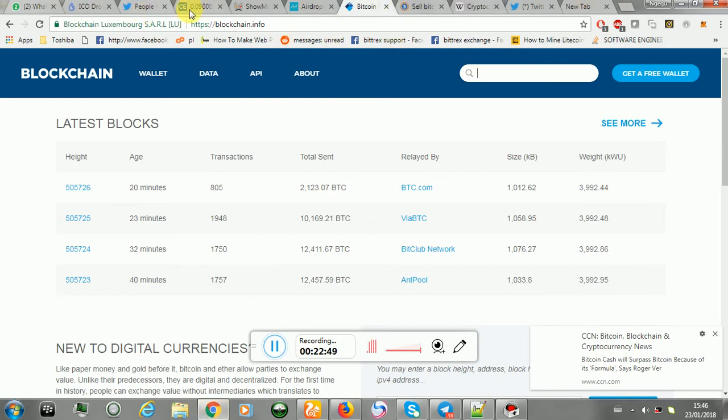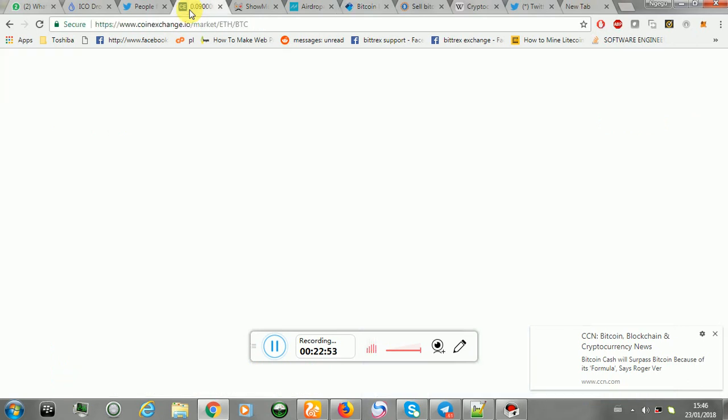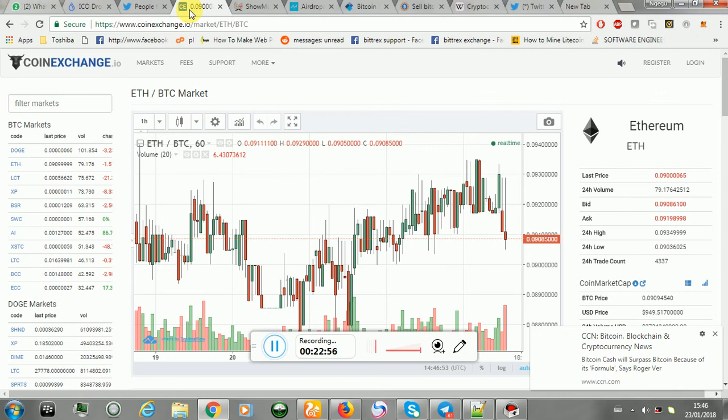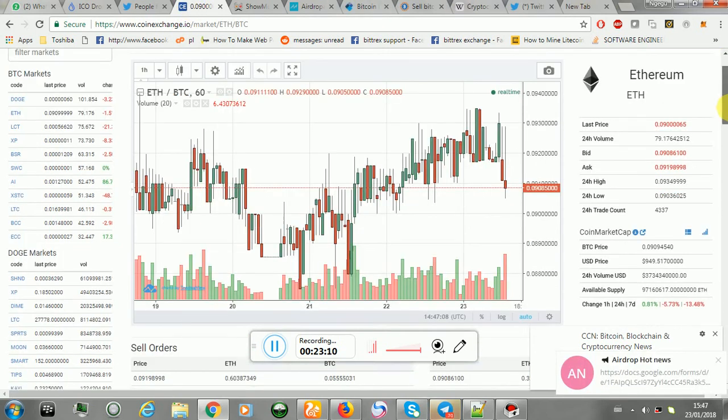Okay, now let me open some of the charts here. Some of the exchanges. We have coin exchange. Let me just show you how it looks like on coin exchange, and we'll move out of that immediately. Now this is coinexchange.io, and then this market is Ethereum to BTC. Now what happens is I have BTC. I'm either going to be selling my BTC to buy Ethereum, or I'm going to be selling my Ethereum to buy BTC.